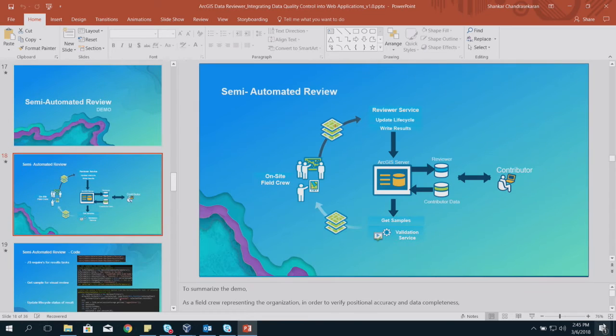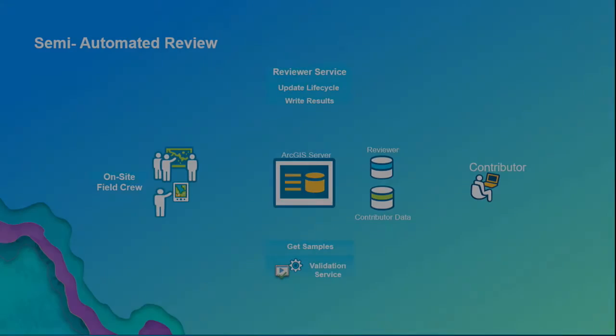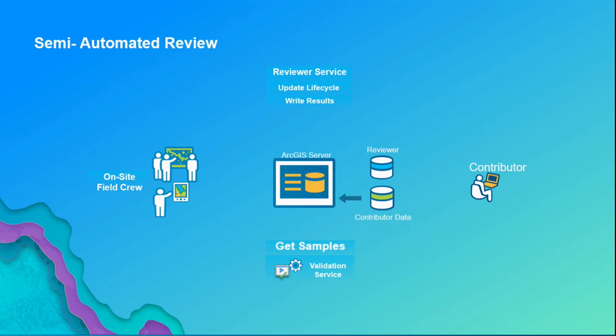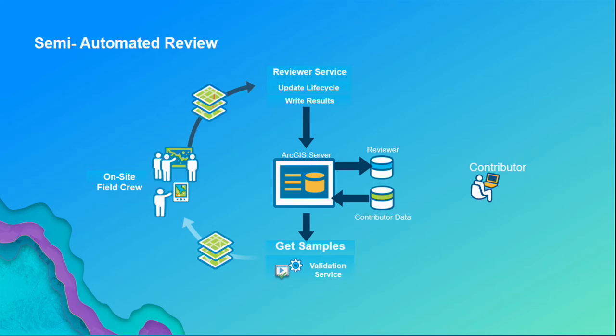Going back to what we just did, we got a sample from the contributor data. We ran a bunch of samples using a validation service. Once we ran the samples, we took that as part of a field crew effort to report problems back to the results. We also updated the status of it saying passed or failed and flagged it as either a problem or not. And then we wrote it back to the reviewer. Once we wrote it, the information can then be propagated to the contributor so he can take a look at it and fix those issues.